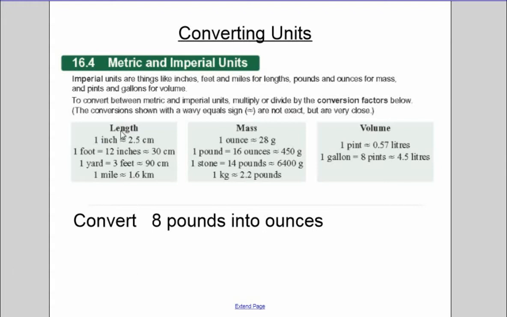Here we go, there's the conversion chart for length, the conversion chart for mass in kilograms, and the conversion chart for volume. Let's look at an example. It's the best way to focus our mind. Convert 8 pounds into ounces. Now, which is that? Is that length or mass? Hang on, pounds. Here you go. Let's look along here. It says that 1 pound is worth 16 ounces.